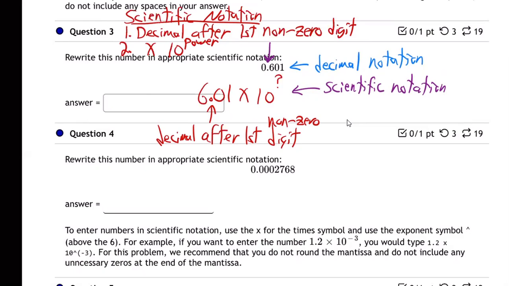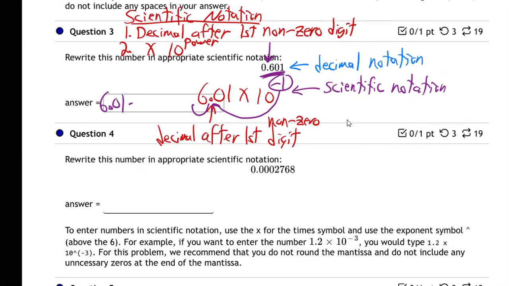So what power am I going to put on the 10 to tell the decimal to go back where it really belongs? -1. There it is. It's got to be -1, doesn't it? That -1 power tells this decimal, go back 1 where you really belong. And that's our answer.